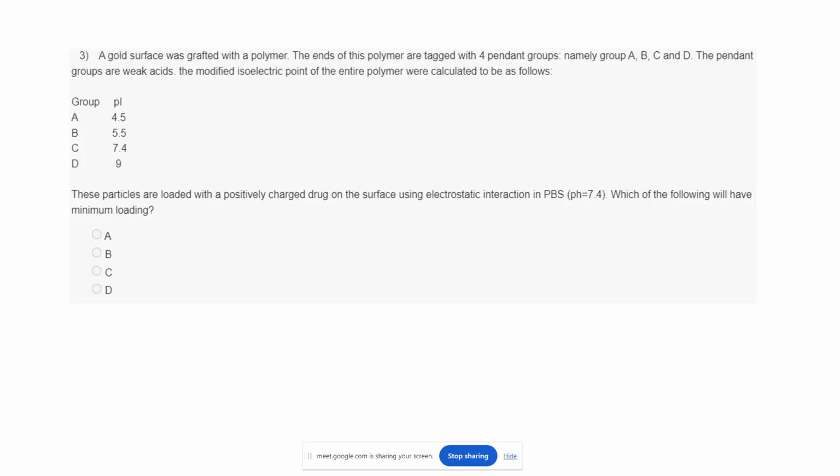Okay, here is the next question. So we have a gold surface that was grafted with polymer, and the ends of this polymer are tagged with four pendant groups, namely A, B, C, and D. And the pendant groups are weak acids. The modified isoelectric point of the entire polymer were calculated as follows, with A has an isoelectric point of 4.5, B 5.5, C 7.4, and D 9. And these particles are loaded with positively charged drug on the surface using electrostatic interaction in PBS at pH 7.4. So which of the following will have minimum loading?